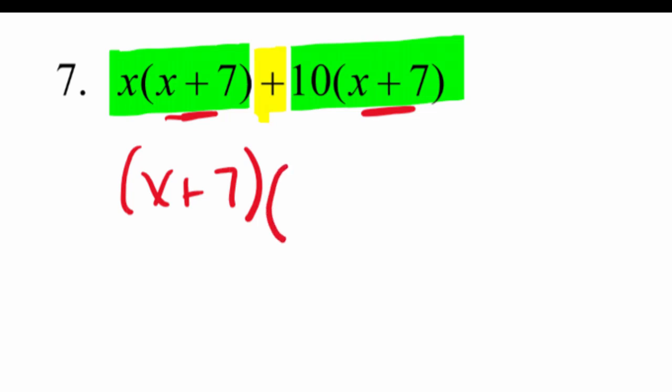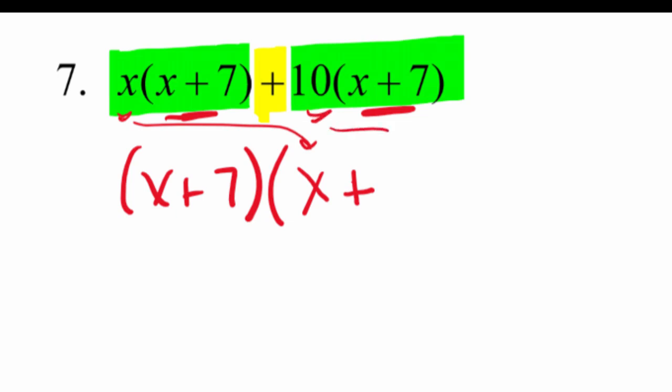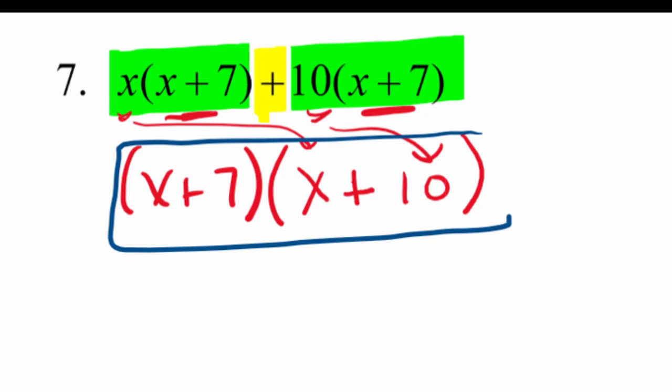And from our first term, since we took out the x plus 7, we have the x remaining. So the x goes here. And then the plus. From our second term, we took out the x plus 7, so we have the 10 remaining. So we put the 10 there. So our answer is this product of binomials, x plus 7 times x plus 10. Do you notice what we did there? So the GCF happened to be a binomial, so we factored it out first.